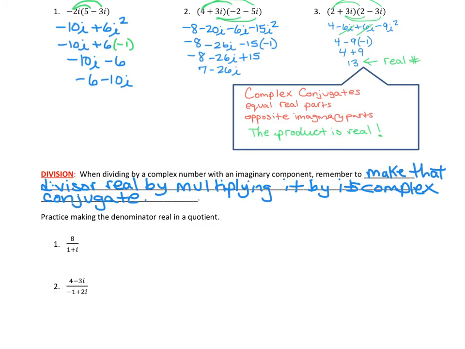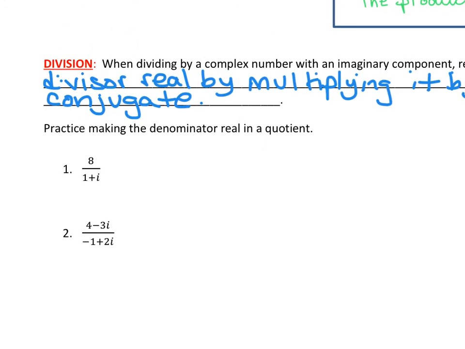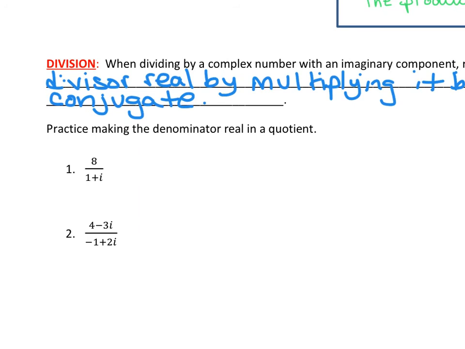So let's take a look at an example here. We have the number 8 being divided by a complex number. The complex number is 1 plus i. The analogy I would give you is, remember, we never leave irrational numbers like the square root of 2 in the denominator of a fraction. Kind of the same thing here. When we have a complex number in the denominator, we want to make that real. We don't want that complex number in the denominator or the divisor.